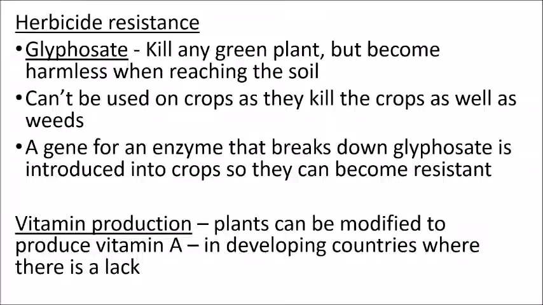Another one is vitamin production. In countries where they don't have enough vitamin A, like developing countries, you can put the vitamin A producing gene into a plant. The plants produce vitamin A, the people eat the plants, they get vitamin A.